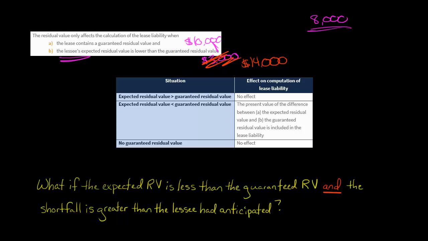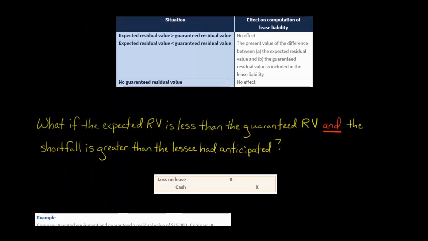What if it turns out to be 9 or whatever thousand, right? What if it's even higher? Okay, so let's go back. I know I wrote a lot of numbers here. So we had 10,000, and I said that they were expecting it would be 3,000, okay? But what if at the end of the lease, the asset's only worth 1,000? Then the shortfall is not 7 like we expected, there's actually an additional 2,000. So the shortfall is basically higher.